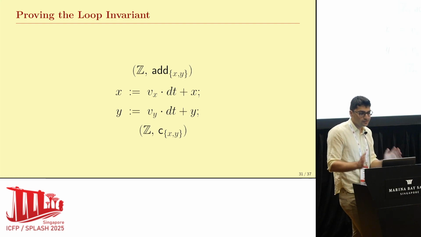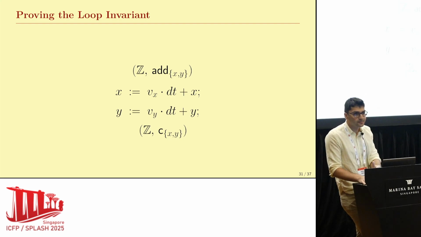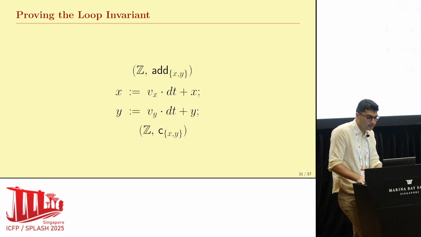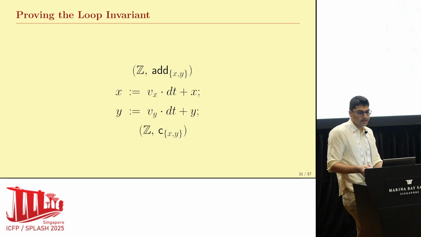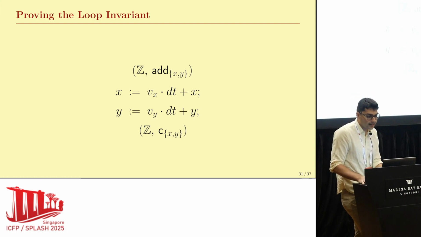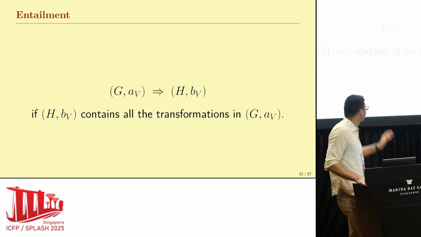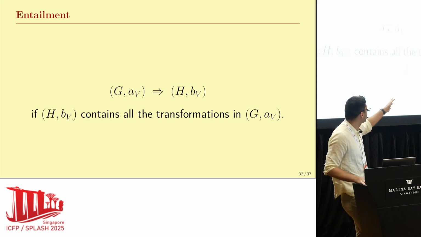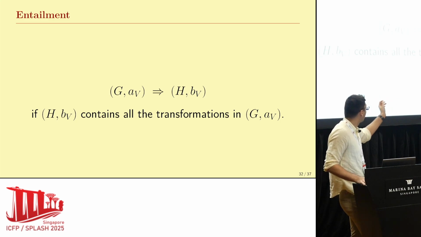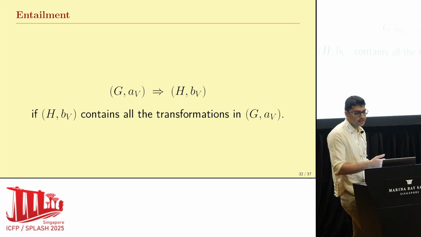And maybe this is a bit troubling, right? Because we want add in the post-condition. So what do we do now? Well, in standard Hoare logic, you check to see if there's some entailment or implication thing you could do. And our logic also has a notion of entailment. So a group action GA implies another group action HB if the group action on the right, HB, contains all the transformations in GA. So essentially, if HB is a bigger group action than GA, we can say GA implies HB.